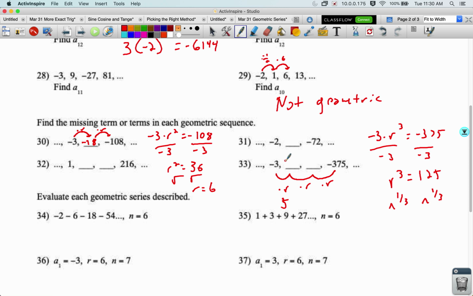So negative 3, negative 15. Negative 15 times 5 is negative 75. And then double check: if I multiply that by 5 again, I do get negative 375.